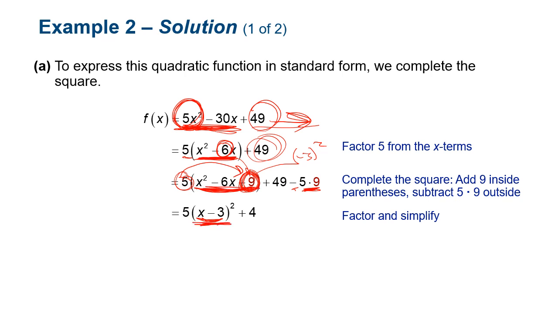And now the 49 comes into play. 49 minus, in this case, 45. 49 minus 45 would give me a 4. So now we have our standard form. Now what's going to happen here? This is going to say I'm going to move to the right 3 units. And this is saying I'm going to go up 4 units.